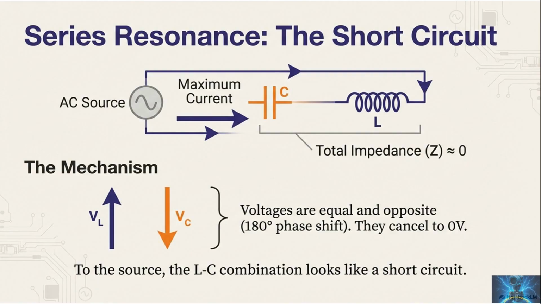In a series inductance-capacitance circuit at resonance, total impedance gets very small. To the source, it can look almost like a short circuit. The inductor voltage and capacitor voltage are equal in size, but opposite in phase. Because they oppose each other, they cancel at the terminals. So the source sees almost no reactive voltage, even though big things are happening inside.